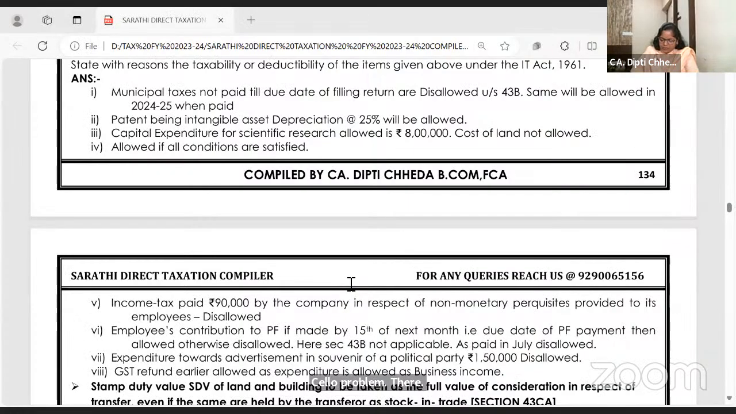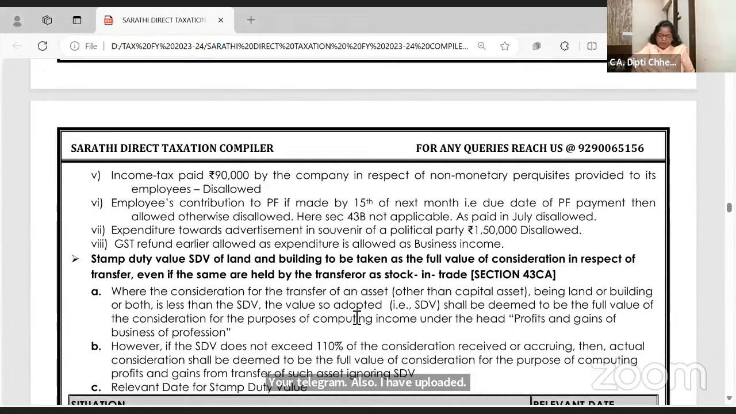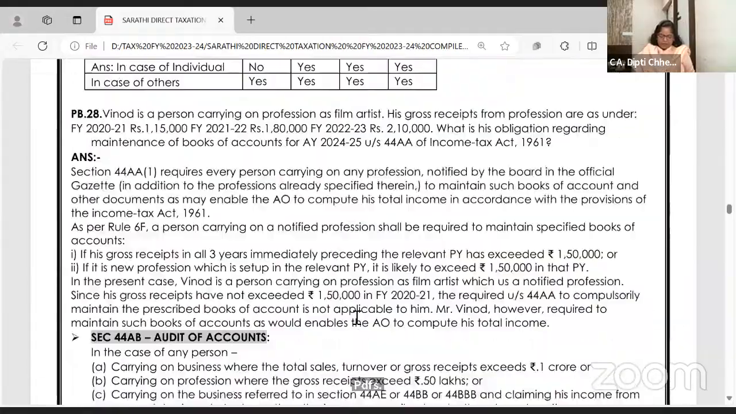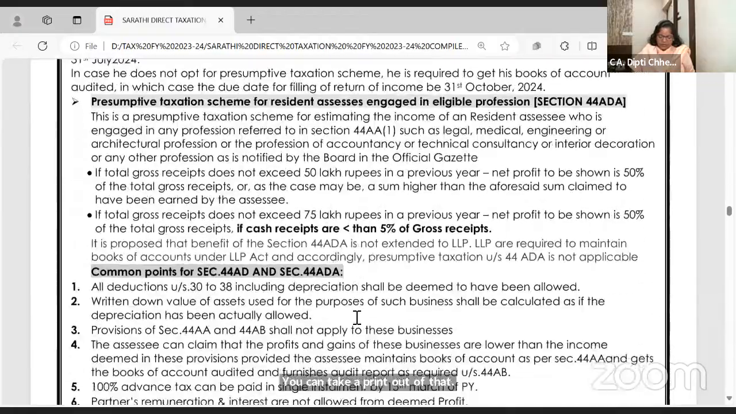Chalo, problem padhte hain. The problems which I am doing are all from the DT compiler, which is given in your Telegram also. I have uploaded the PDF. You can take a printout of that. 44 sections we have not yet done, we will do them together later.